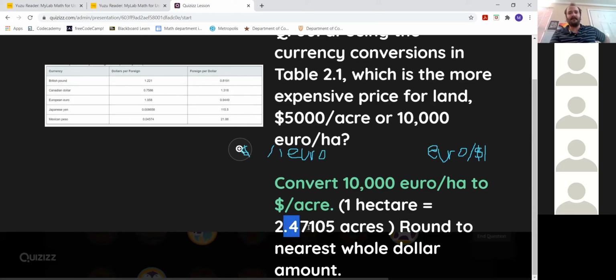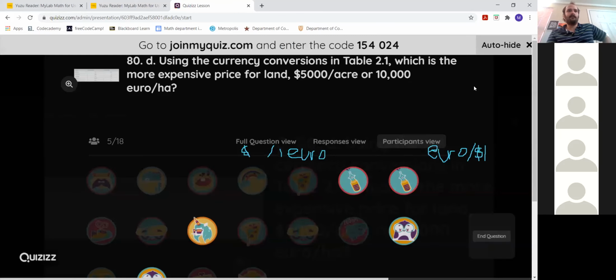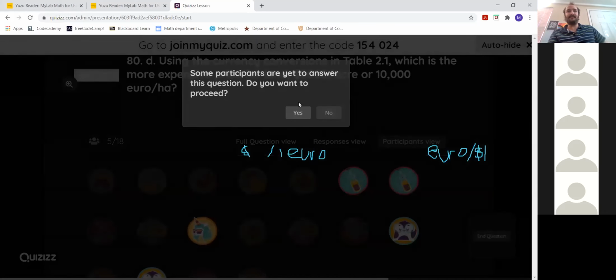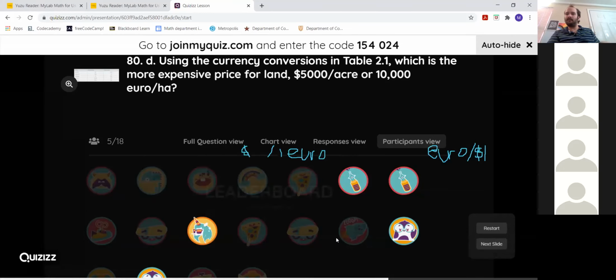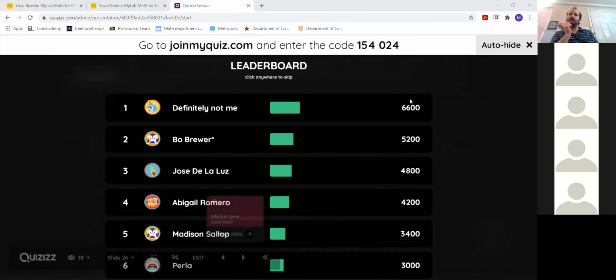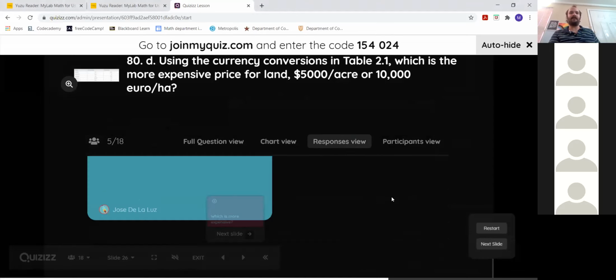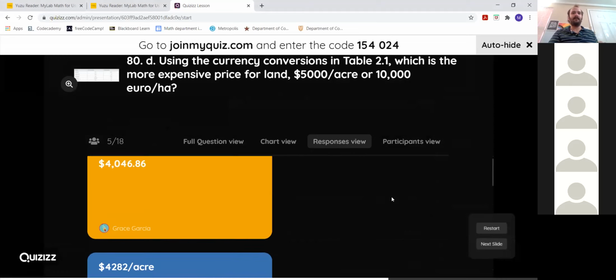And then the second step should be to divide by this one. Is that what you are doing? I guess we'll see. What are y'all telling me? 42, 10,000? No, it should be somewhere in the 42, 82. Yeah, it should be in the 4,000 range.